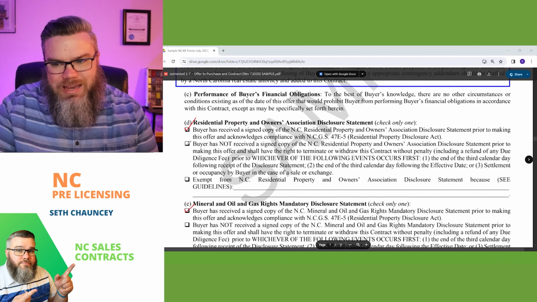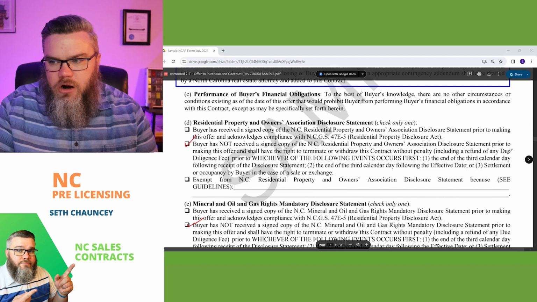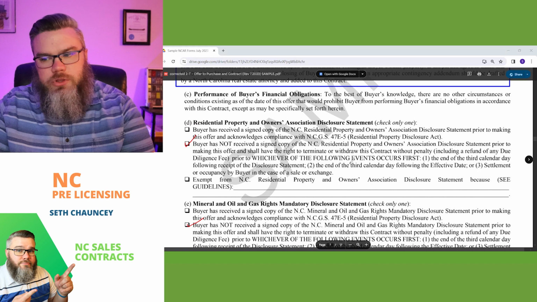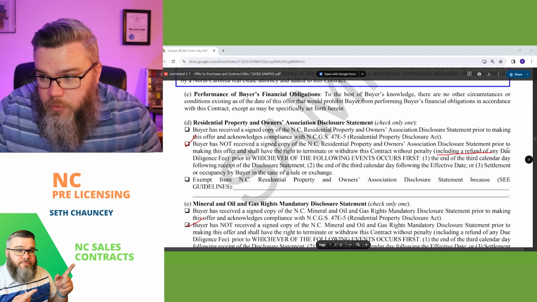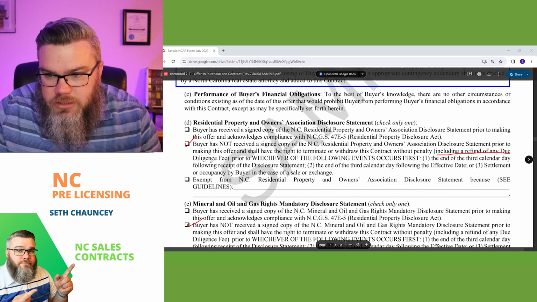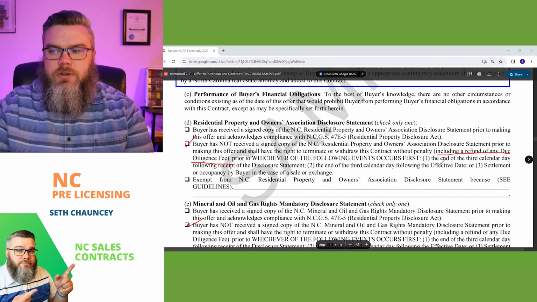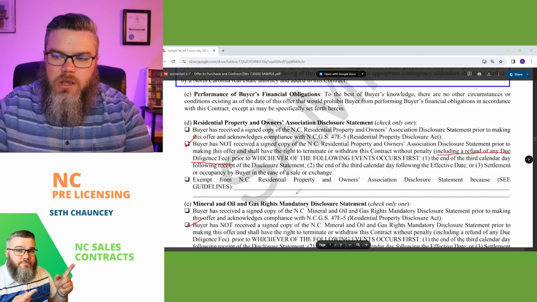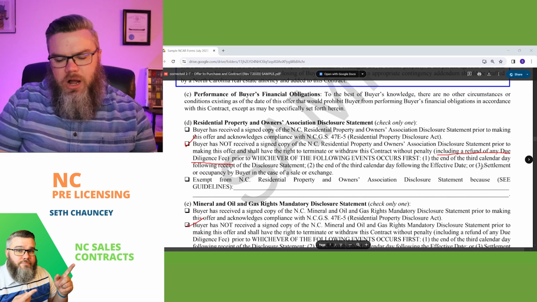However, if either of the MOG or the RPODs are checked, here's what it says. Buyer has not received a signed copy of the RPODs prior to making an offer and shall have the right to terminate or withdraw this contract without penalty, including a refund of any due diligence fee, prior to whichever of the following events occurs first: the end of the 3rd calendar day following receipt of the disclosure statement, the end of the 3rd calendar day following the effective date, or upon settlement or occupancy.